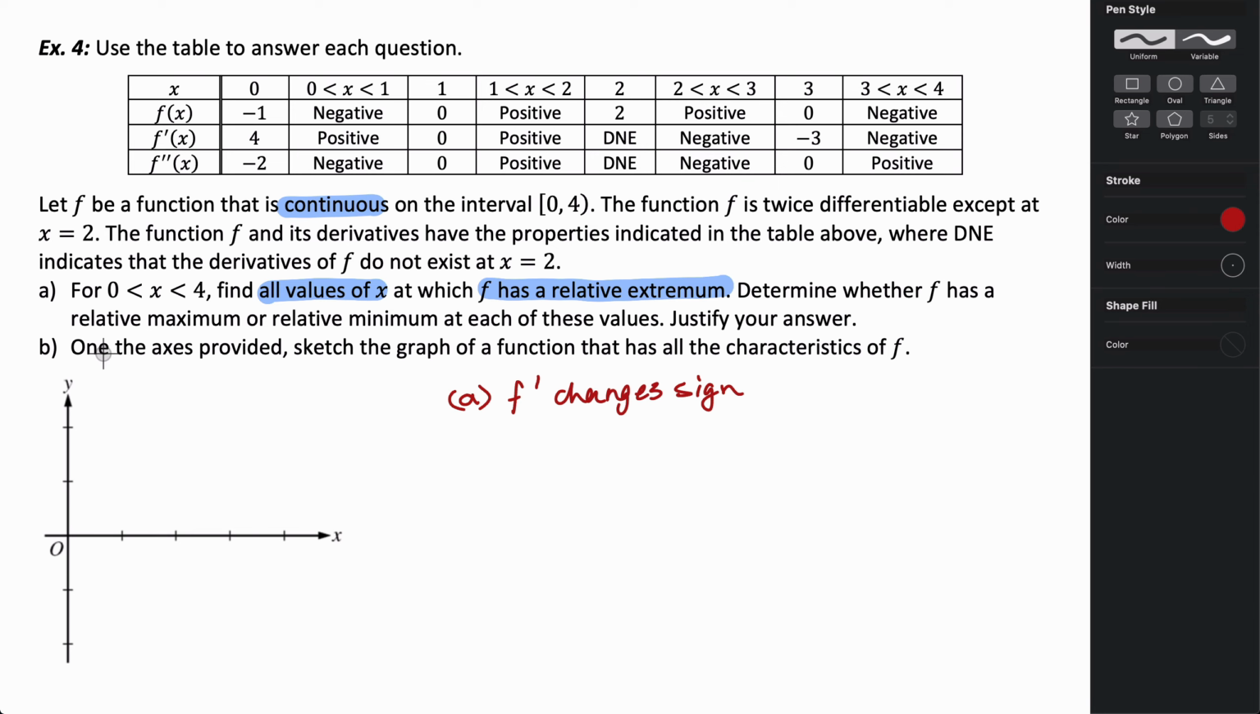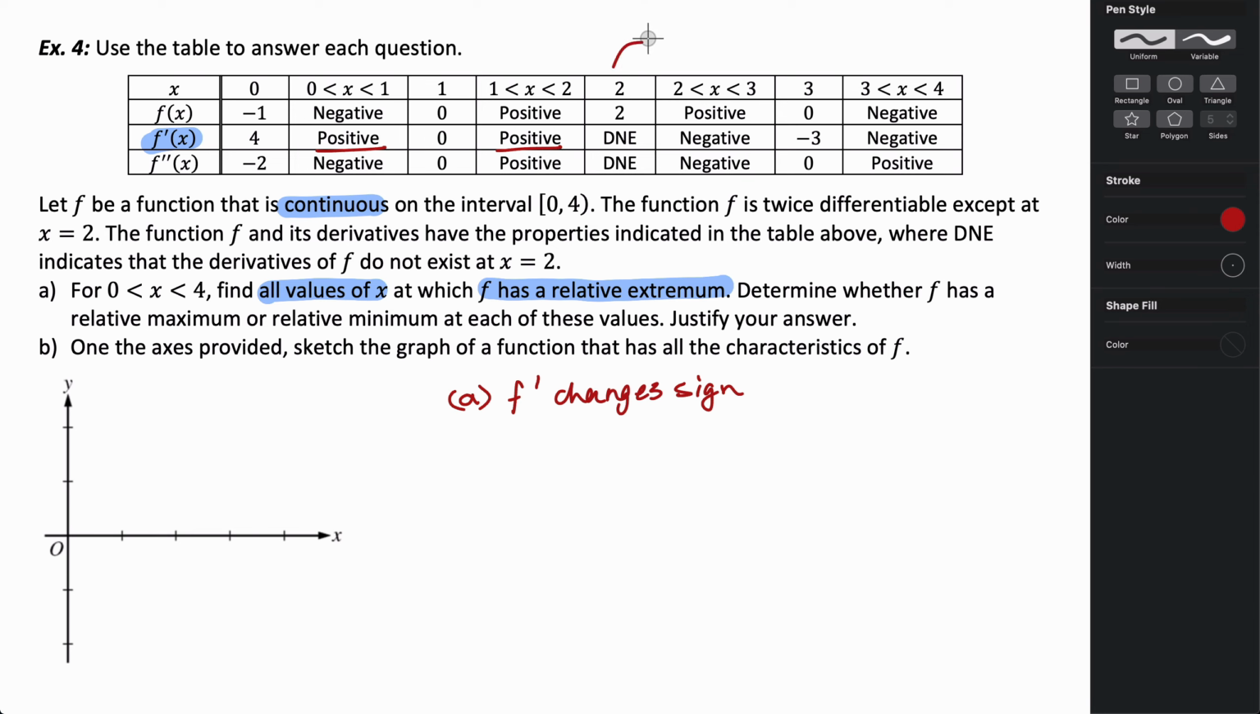So where does f have a relative maximum or relative minimum? So where are there sign changes in the derivative? We're looking at the derivative here, and we want to look at sign changes. So we have a positive region from 0 to 1. It's still positive from 1 to 2, so there's no sign change, even though there's a horizontal tangent, right? So the value of my derivative at 1 is 0.